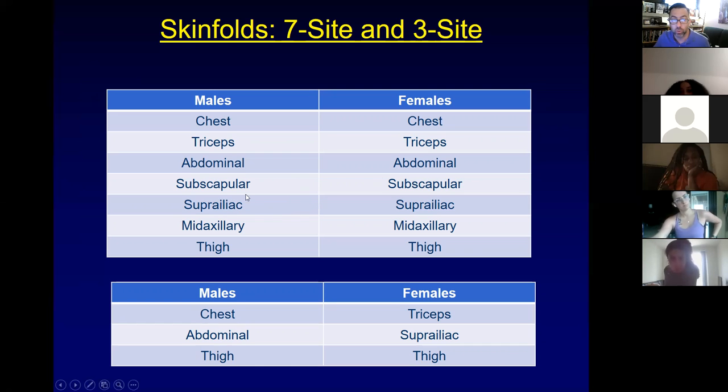Okay. The suprailiac site is right over the top of your iliac crest. This one tends to run slightly at an angle. So if you locate your iliac crest and then run along the top of your iliac crest at approximately a 45-degree angle, that's going to match up with your inguinal fold, which is that area when you sit down where your thigh comes up. So it angles down at that 45-degree angle. That's where we're going to measure the suprailiac. Okay.